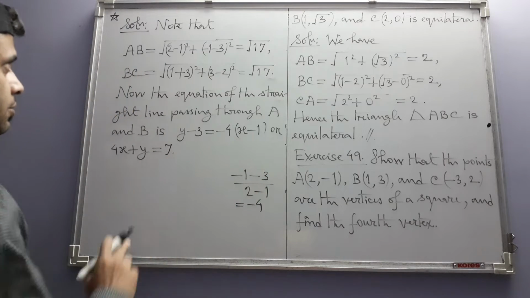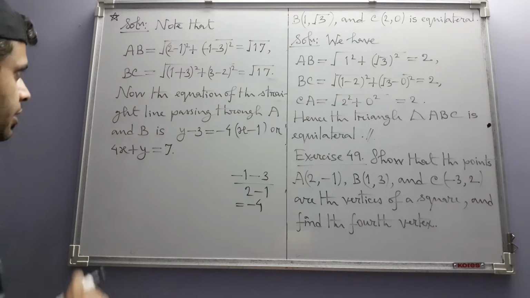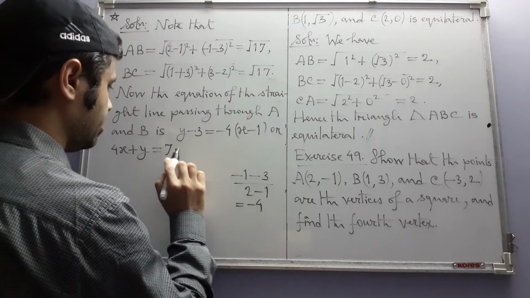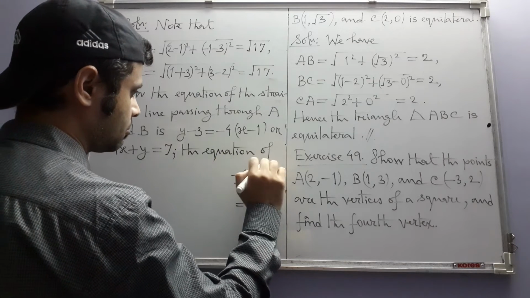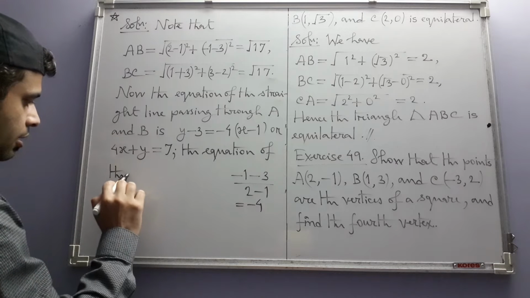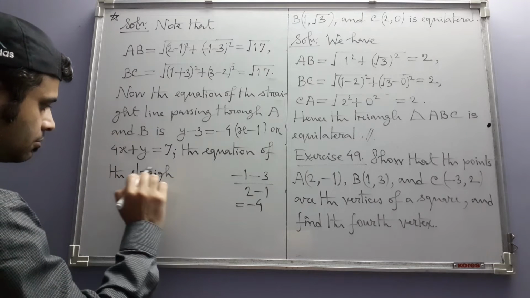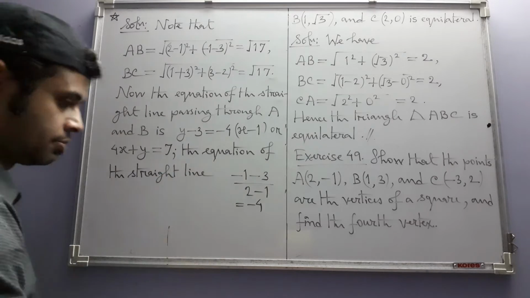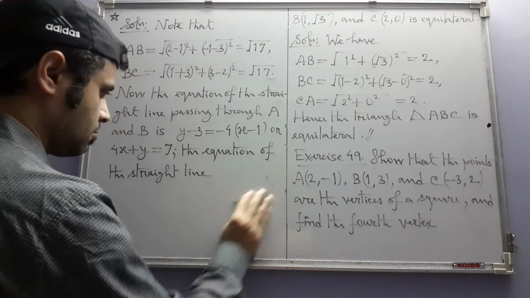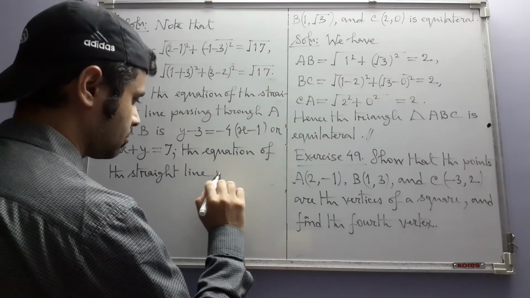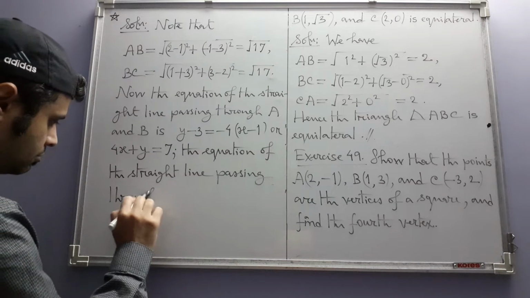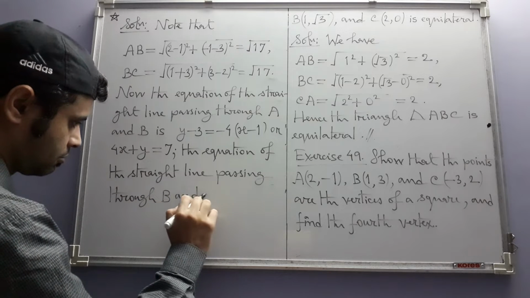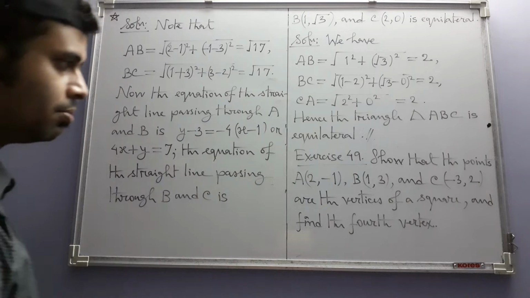So this is one thing. This is the equation of the straight line passing through A and B. Just like that, the equation of the straight line passing through B and C.